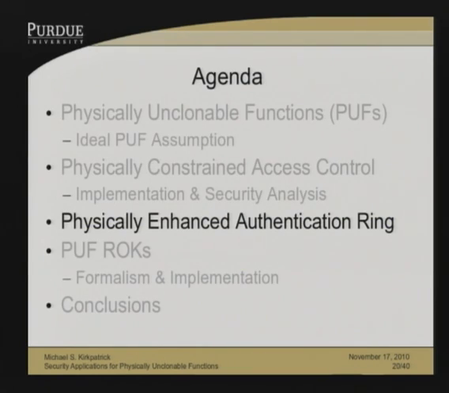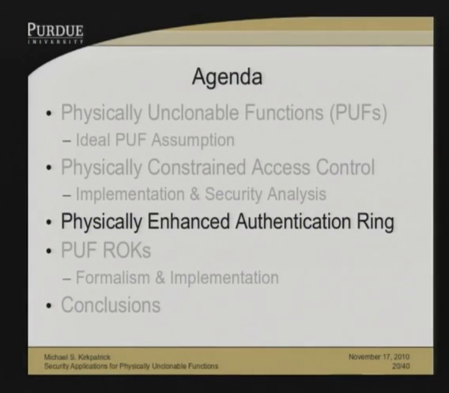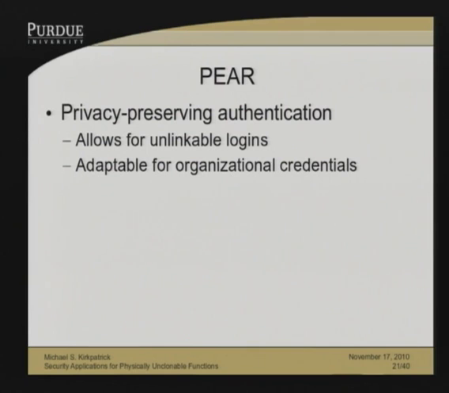Okay, so that was the first work that is really the most mature of everything that we've done, because we've done a lot of formal analysis and protocol analysis and implementation work. So I want to shift gears a little bit and talk about these two newer works. The first one is called PAIR, which is Physically Enhanced Authentication Ring. PAIR is in a lot of ways an adaptation of the work we were just talking about, but we're adapting it to web-based authentication.